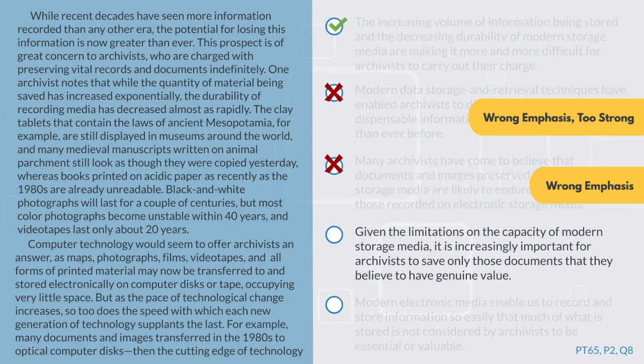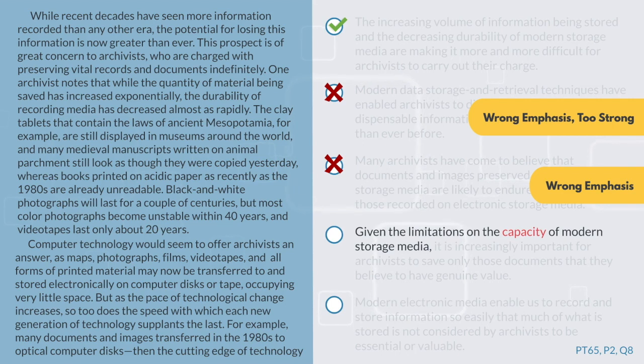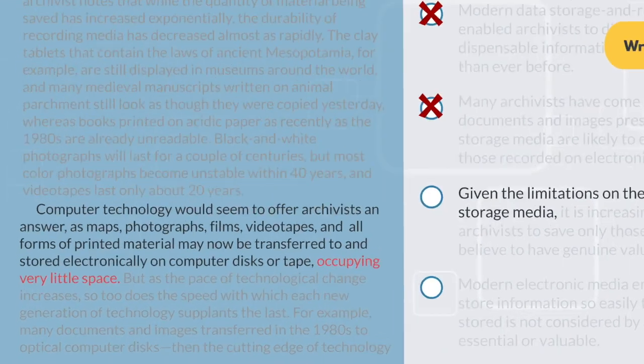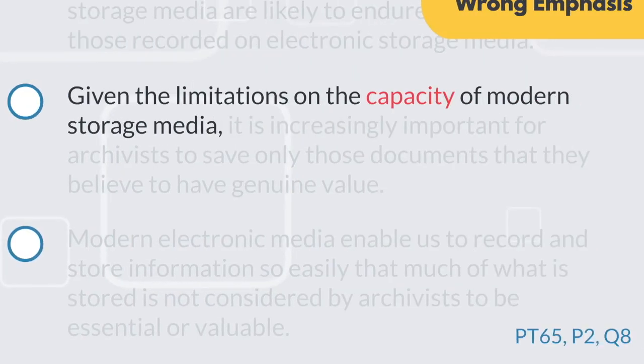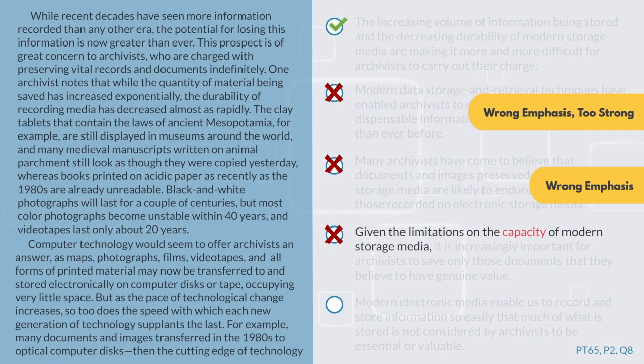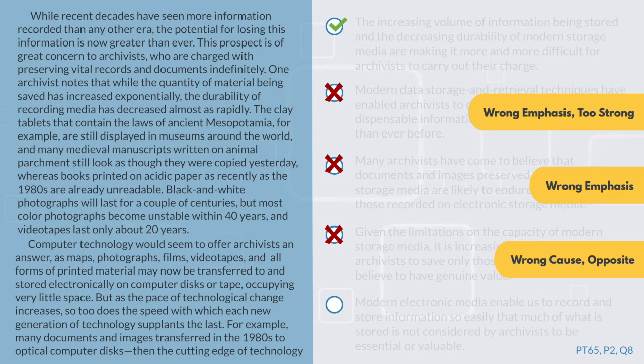D describes a problem in its main clause, but it locates the cause of that problem as the capacity limitations rather than the durability of modern media. When we check the tape, pun intended, it doesn't occupy a lot of space. There's plenty of capacity on modern media. It's just not durable and the format keeps changing. So sometimes answers say a lot of the right things, but they're identifying the wrong causal relationship. They're either inventing one or in this case, just getting it wrong.